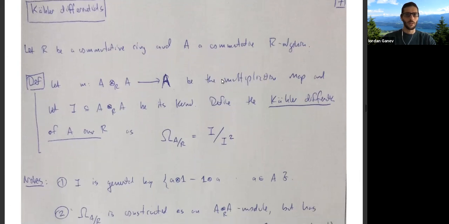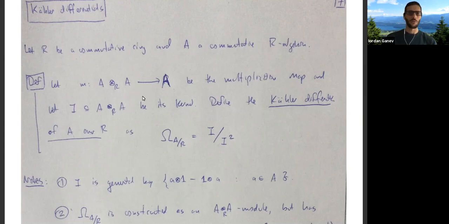So just for simplicity and to anticipate some things, A is now a commutative R-algebra, and we defined the Kähler differentials in this way. We took the multiplication map on A. It has some kernel, so it's an ideal, and we define the Kähler differentials as I mod I squared, where I is this ideal.